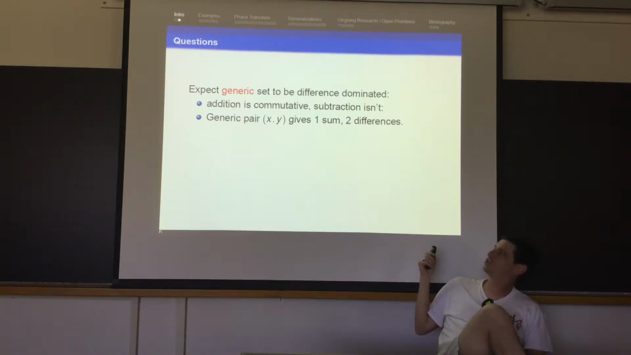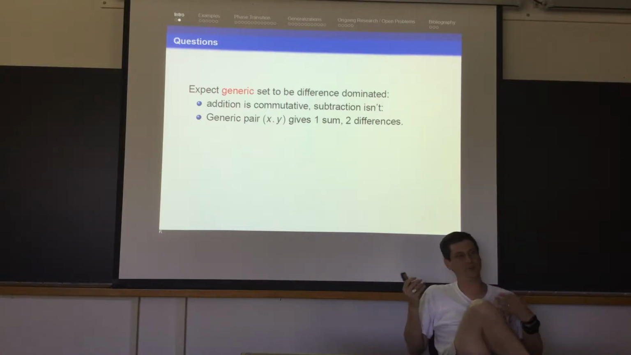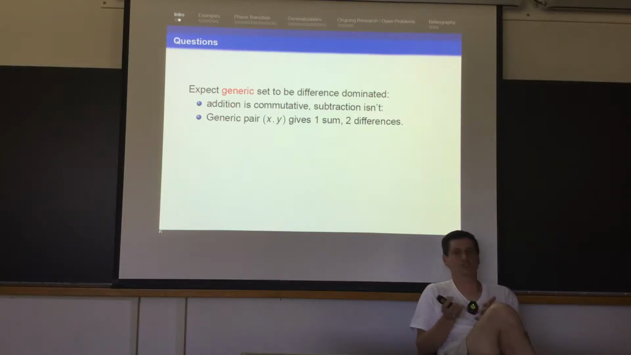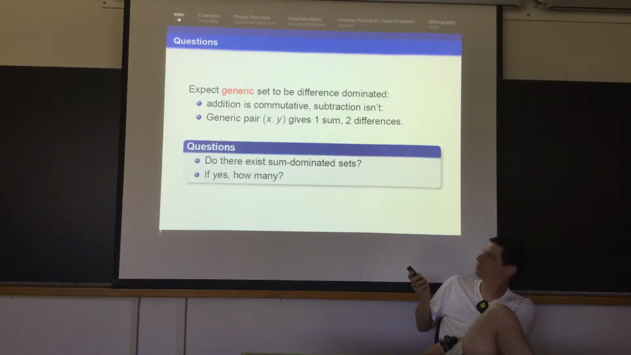So we expect a generic set to be difference dominated. Addition is commutative, subtraction is not, and a generic pair will give you two differences but only one sum. Yes, you will have the diagonals giving you 0 every single time, so they only give you one difference, but most pairs are not diagonal. Most pairs have x and y different. You have on the order of size of A squared over two such pairs versus only size of A pairs where the two are the same. So you expect the difference to dominate.